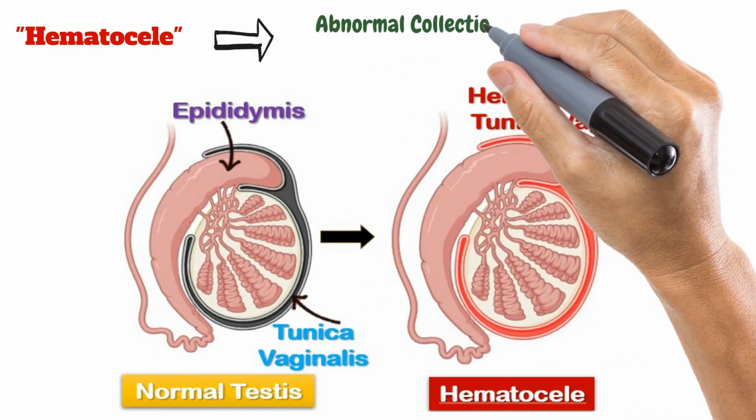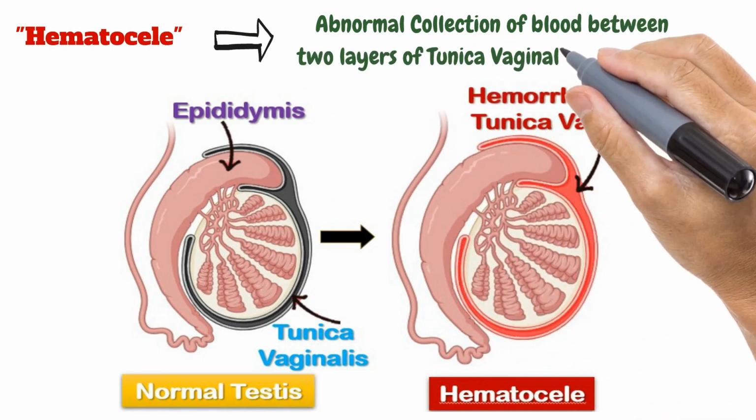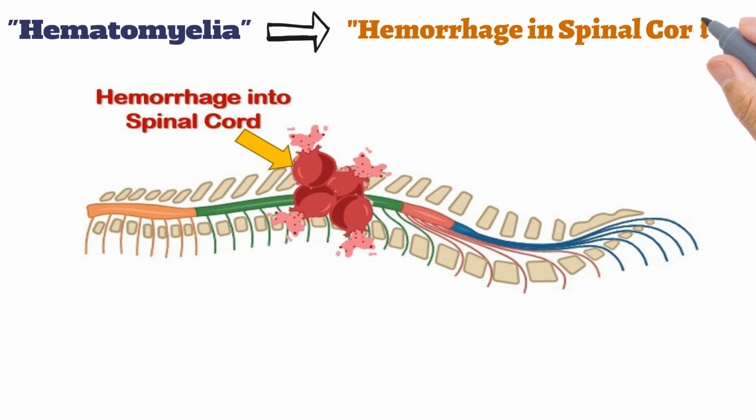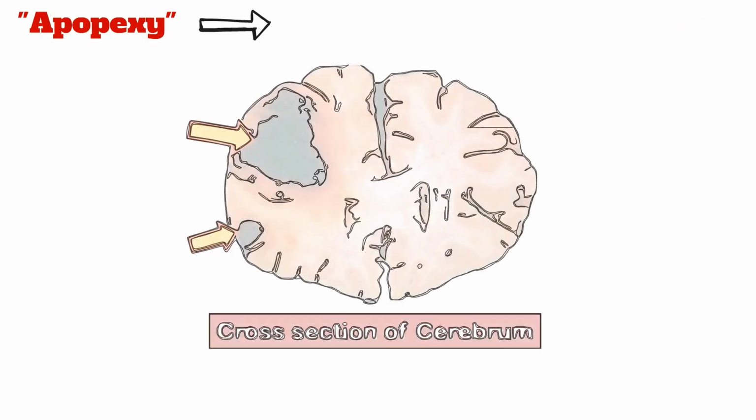Next is hematocele, that is the abnormal collection of blood between the two layers of tunica vaginalis in the testis. Next is hematomyelia, meaning hemorrhage in the spinal cord. Next is apoplexy, which means brain hemorrhage.